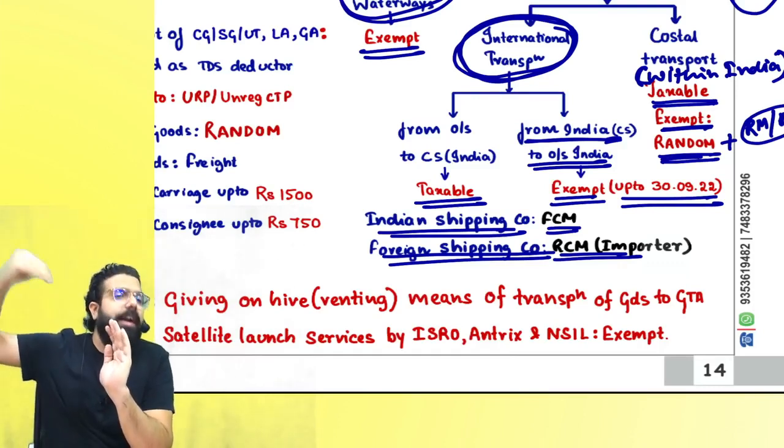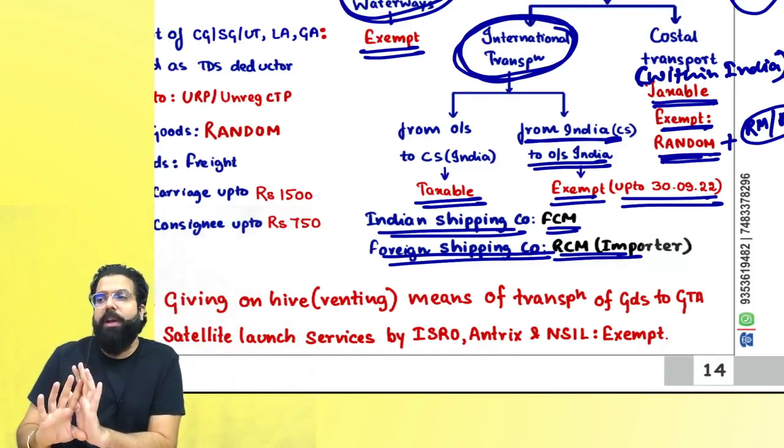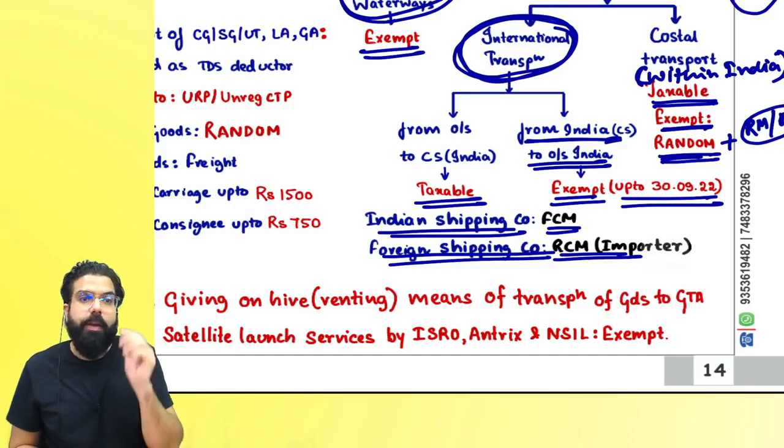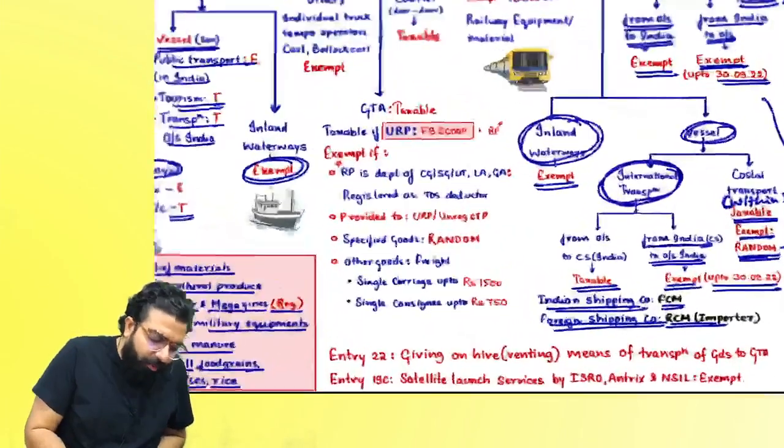From outside India into India, if a foreign shipping company is doing the transportation, they will not charge GST. So you as an importer will have to pay GST under RCM. But if it is an Indian shipping company, they will charge you the GST under forward charge mechanism.